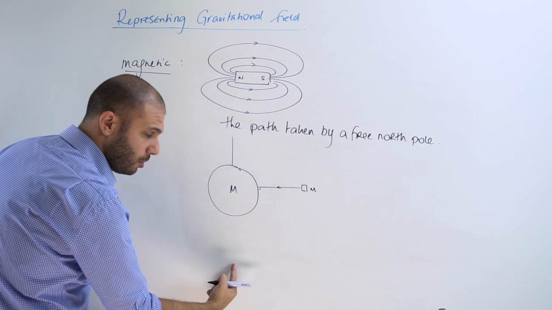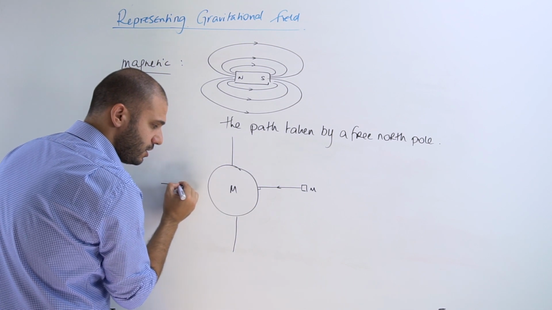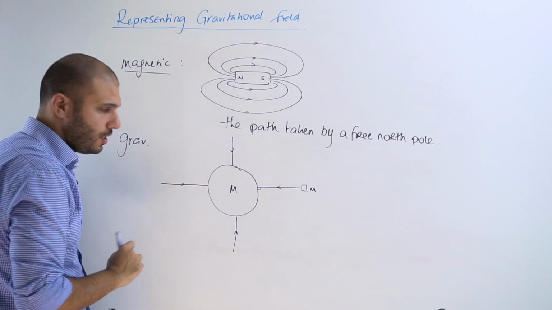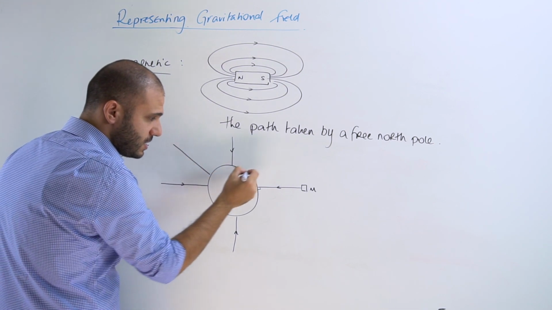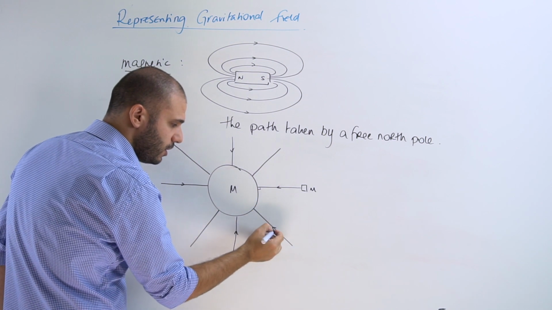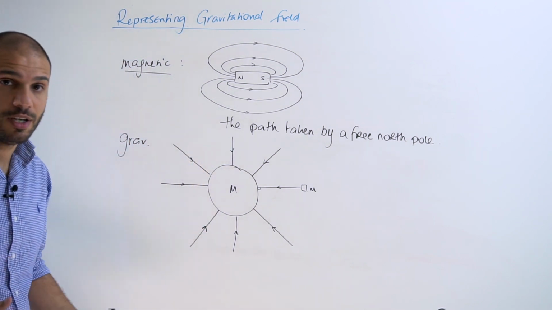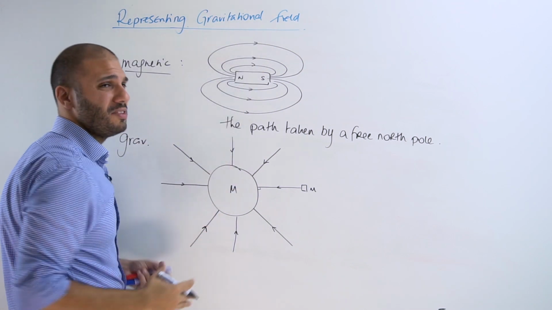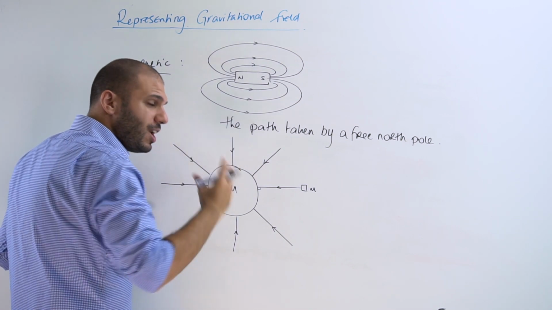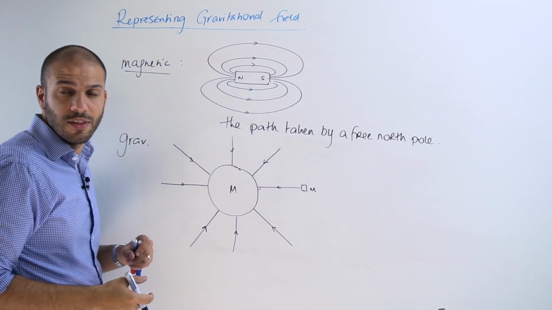Had the mass been here at the bottom, it would be attracted upwards. Had the mass been here, this side to the left, it would be attracted towards Earth also. And this would be the same thing from any point away from Earth, with the direction always being towards Earth. So how do we represent a gravitational field? A gravitational field is always represented by straight lines with their direction towards the other mass.